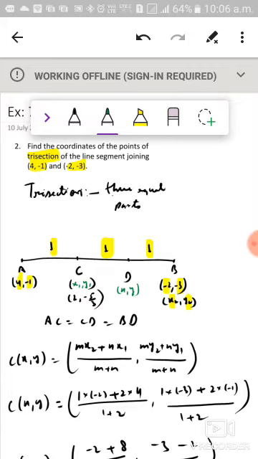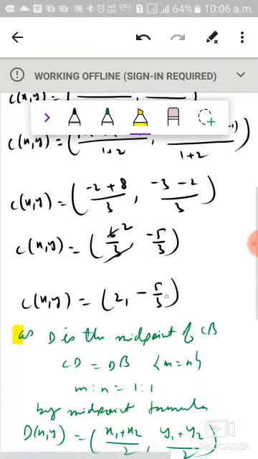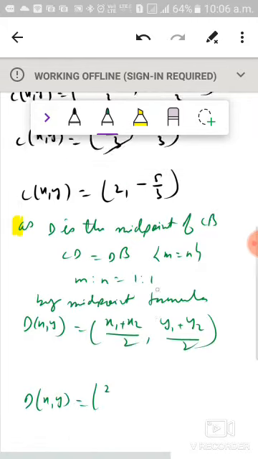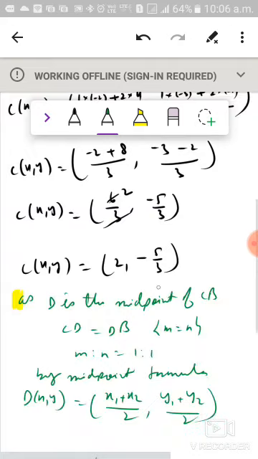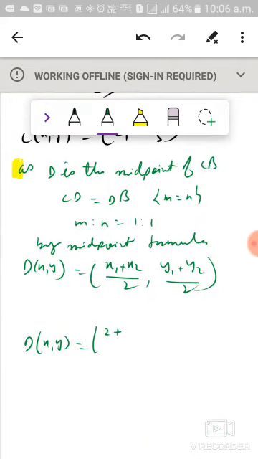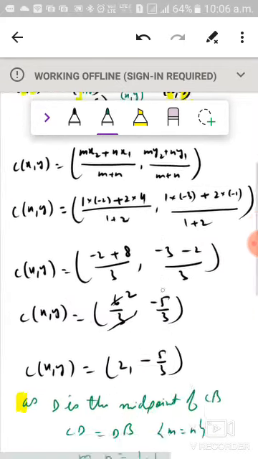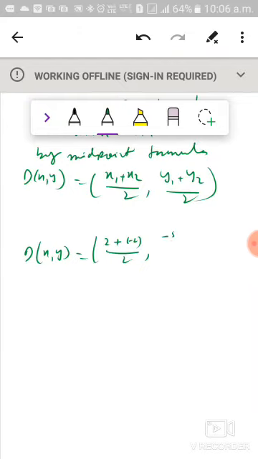So x1 is, you can see, 2, and x2 is minus 2. So x1 is 2, and x2 is minus 2, so here (2 minus 2) by 2 comma y1 is minus 5 by 3, this is minus 5 by 3 plus y2, that is minus 3, and divided by 2. Now we have to solve this one.